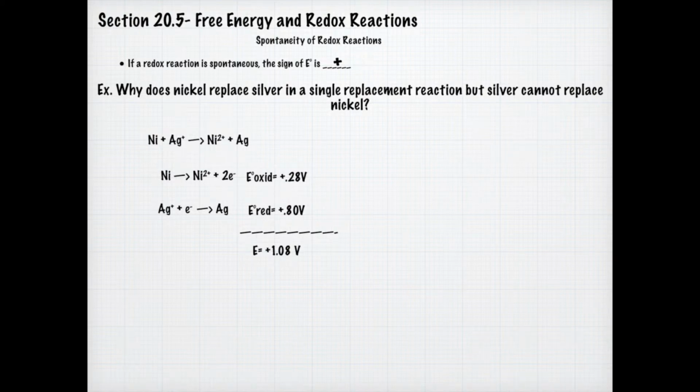And so because this value is positive, that means this reaction is spontaneous, and therefore you don't have to have any sort of outside input in order for that reaction to occur. So that's why nickel can kick silver out in a single replacement reaction.